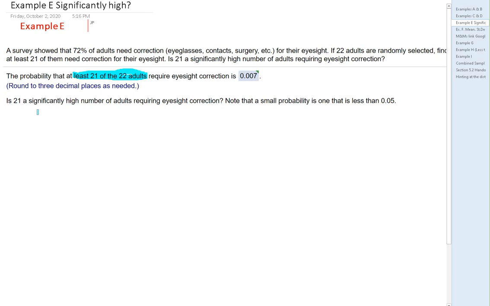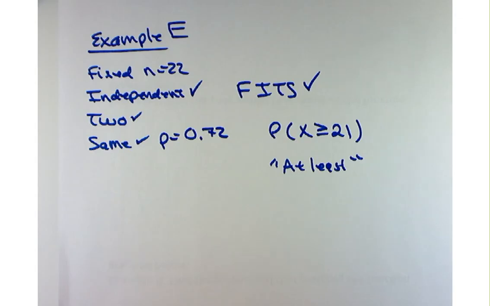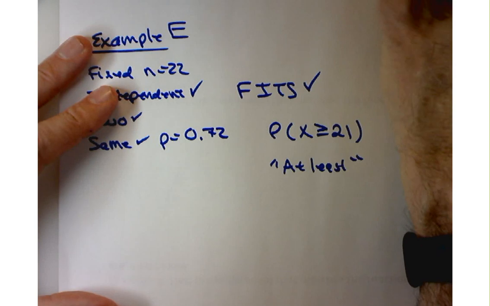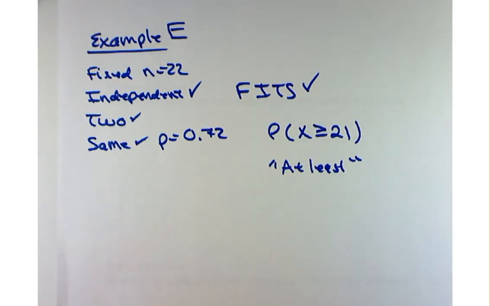Is 21 a significantly high number of adults? That's going to depend on the probability that we get. What's the cutoff for a significantly high or low event? 5%. So let's see if this is less than 5% or not. If it is, then it's significantly high. If it's not, then it's not. So let's go over to Google Sheets.